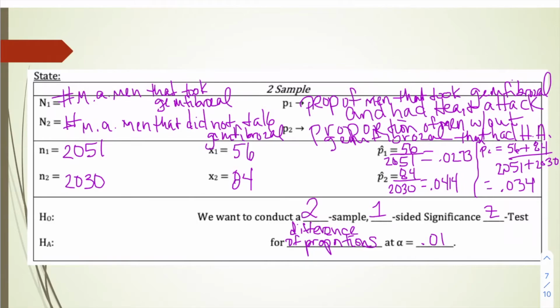H naught is that there's no difference between taking gemfibrozil or not. So that would be that P1 minus P2 equals 0. And in this case, we actually want the gemfibrozil group to be lower than the non-gemfibrozil group because we want to see if the drug works. So we want to get values that are negative numbers because we want P1, the gemfibrozil group, to have a lower proportion of heart attacks than the non-gemfibrozil group. So that's why our HA has a less than 0 to get that negative value.